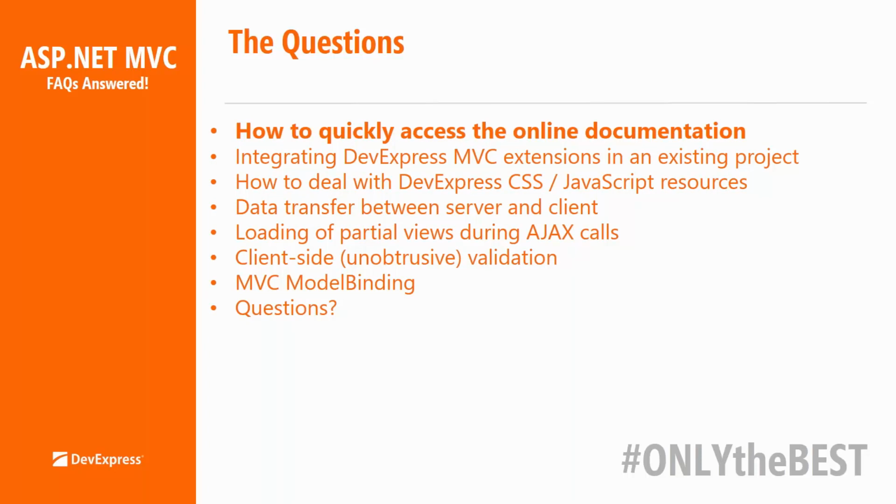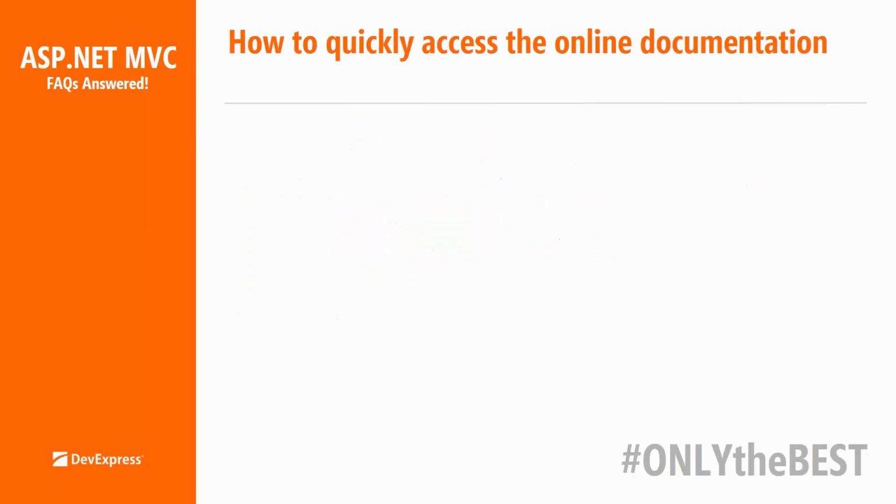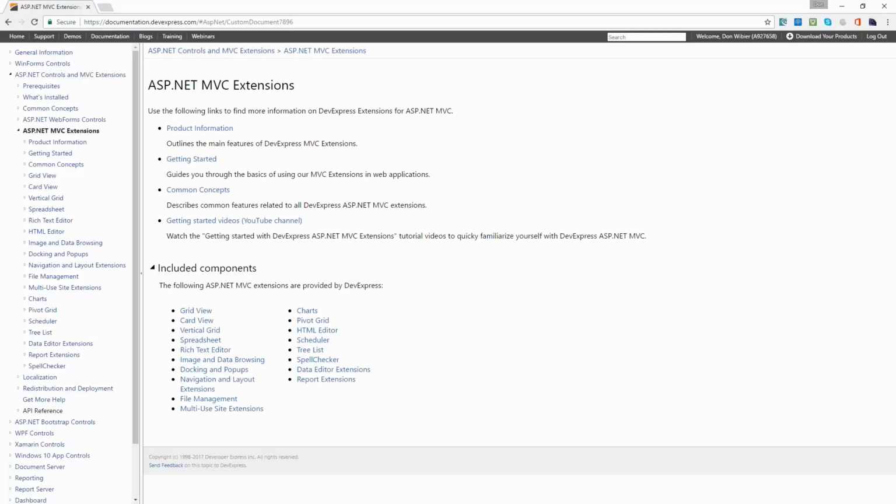So the first one: how to quickly access the online documentation. The two quickest ways are, first, we have a URL, which is documentation.devexpress.com/MVC. If you enter that, you'll be redirected to the appropriate landing page on our documentation site, and that will give you access to all the documentation on the MVC extensions, things like localization, redistribution and deployment, etc. This is basically our main entry point.